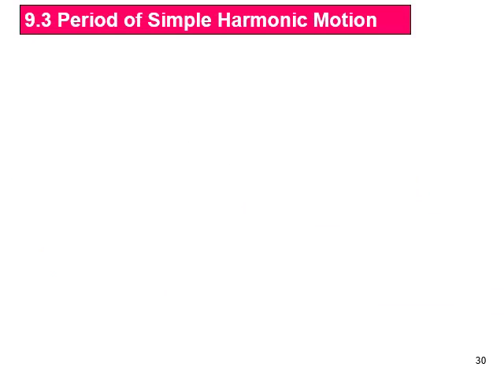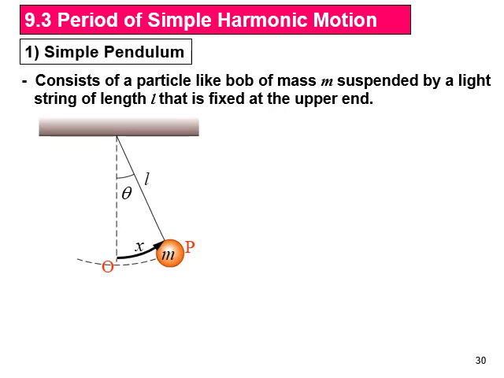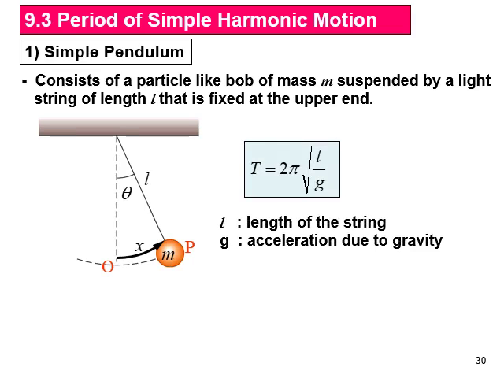The last subtopic, 9.3, period of simple harmonic motion. 1. Simple pendulum. Simple pendulum consists of a particle-like bob of mass m suspended by a light string of length L that is fixed at the upper end. The period T of a simple pendulum is given by T is equal to 2 pi square root of L over g, where L is the length of the string, g is acceleration due to gravity.